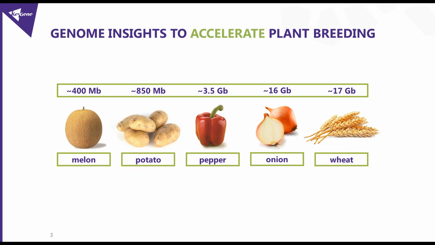So I work on a lot of plant genomes, and plant genomes range a lot in size, starting from very small genomes such as melon, only a few hundred megabases, all the way up to large genomes like wheat, 17 gigabases. And just as a point of reference, the human genome at its 3 gigabases is only about a quarter of these large genome sizes.